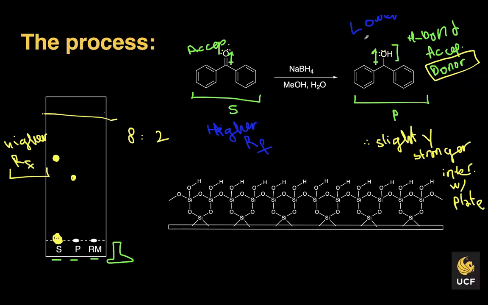All right, just keep in mind the lower RF value means it moved slower up the plate, and that's because it has more interactions with the actual plate, right? Compared to the solvent system.